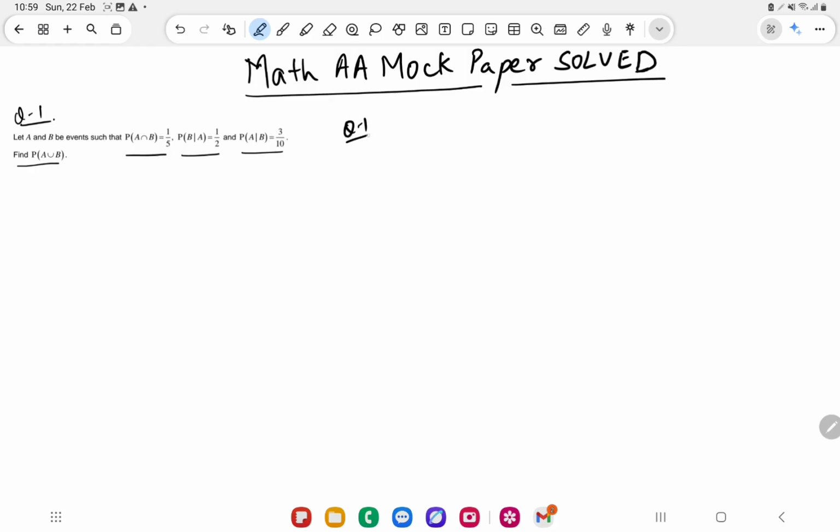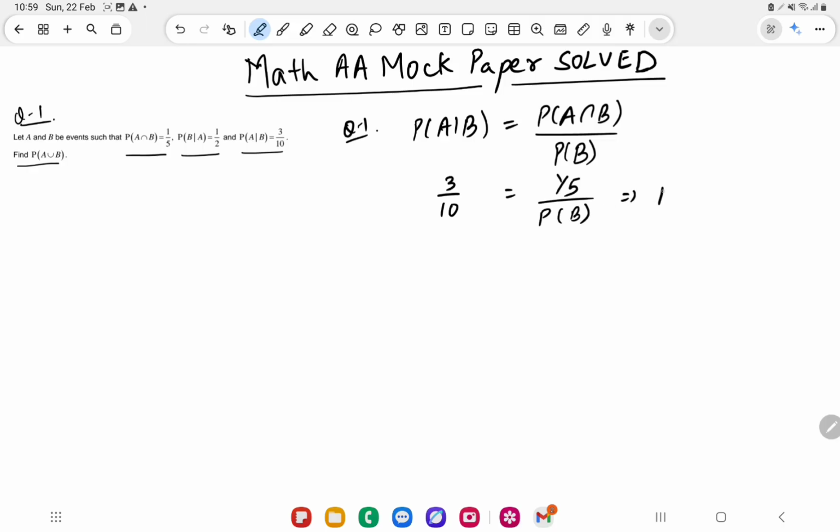To solve this question, we first use the formula P(A|B), which is nothing but P(A intersection B) divided by the probability of the B event which has already occurred. Now P(A|B) is given to you as 3 by 10 and P(A intersection B) is given as 1 by 5. So from here we can find the probability of event B as 2 by 3.